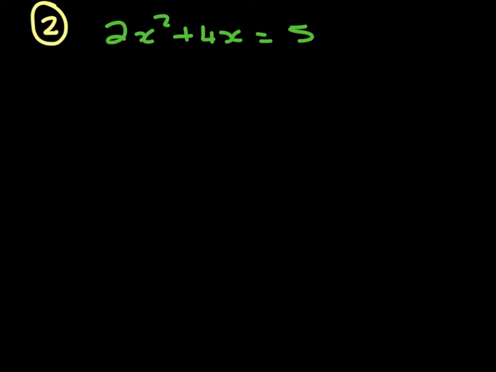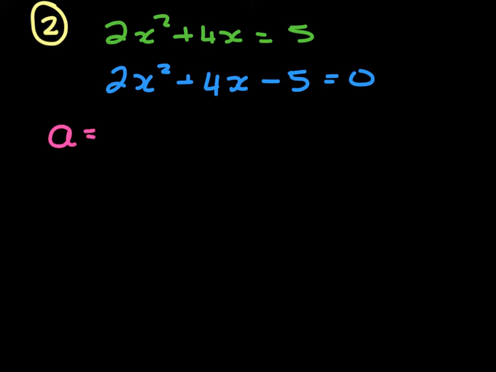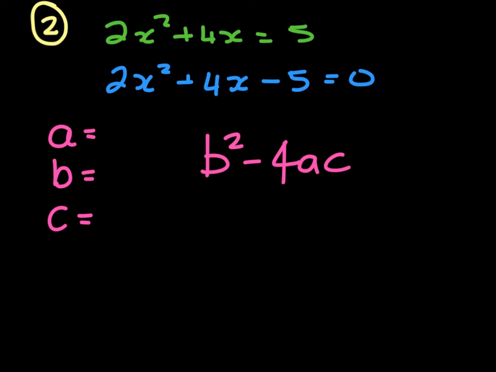Question 2, explaining nature of the roots. First thing I need to do with this question is I need to rearrange it so that it equals 0. Once I've rearranged it to equal 0, I identify what my a is, what my b is, what my c is, and I plug these values into the discriminant, b squared minus 4ac, and then look at my answer.